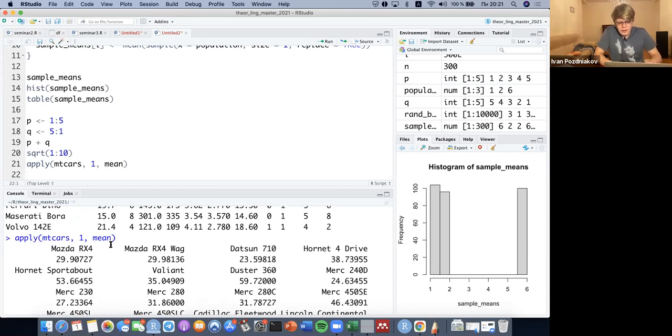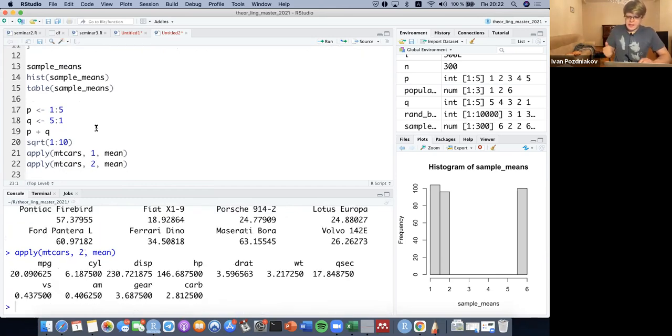If you want to get a mean value for each column, you can use the same, but instead of one, you set two, meaning that you want to iterate by columns. Actually, inside apply functions, it will run something like a for loop inside, but it is much easier to use. It's much more beautiful, I think. It is more in the logic of R, using functions apply and others for data analysis.